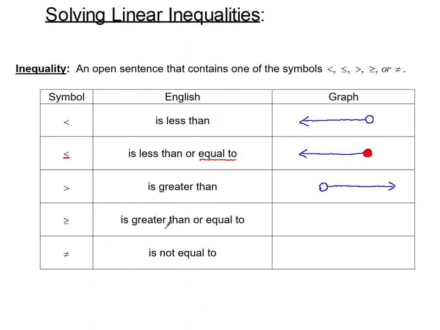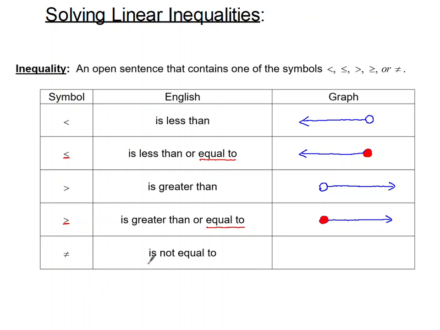This symbol means is greater than or equal to. So because we're greater than, we're still shading to the right, but because of the equal to part, we get to include this first point. So we'll fill in that hole. So remember, the symbol has an equal to part right here. It means is equal to, and we get to fill in that dot with a closed circle. Let's look at our last one.